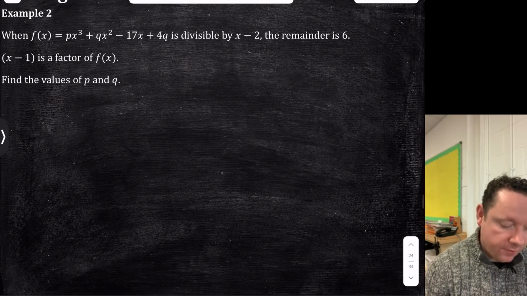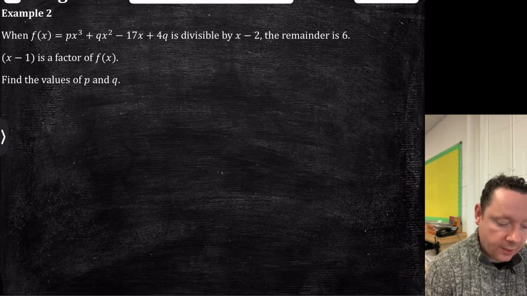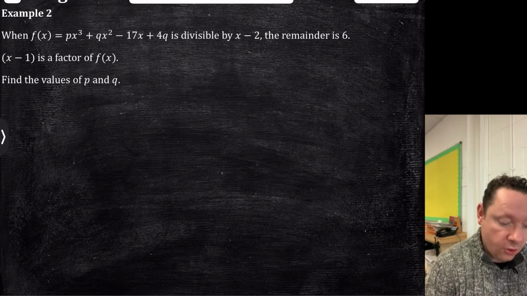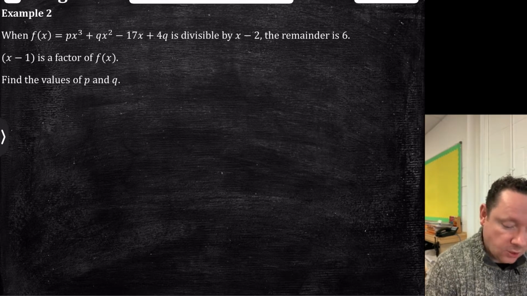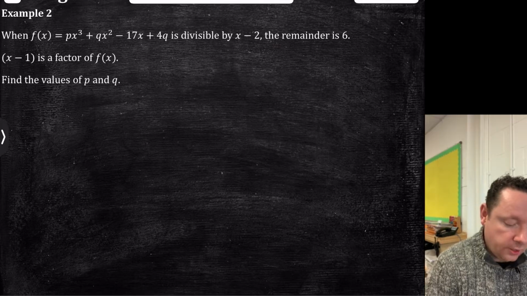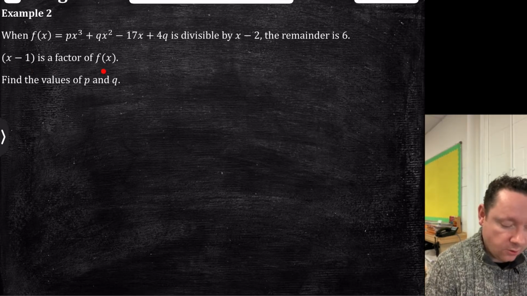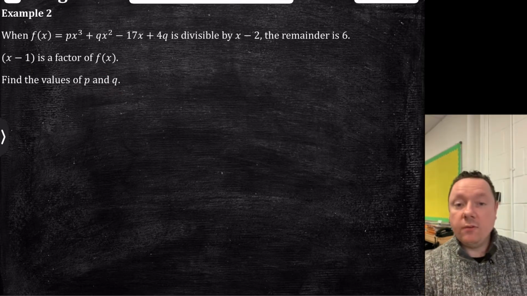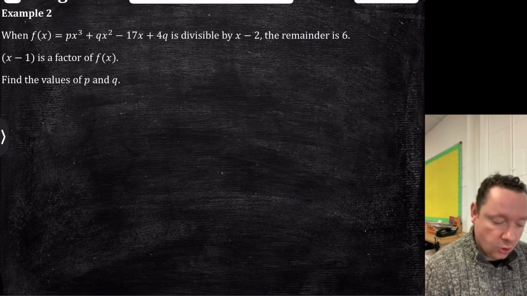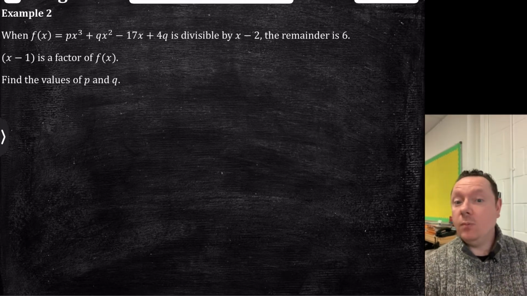Second example on finding unknown coefficients. Example 2 says f of x is px cubed plus qx squared minus 17x plus 4q. It says it's divisible by x minus 2 and the remainder is 6. And it also tells us another option, x minus 1 is a factor of f of x. Find p and q. So it's given us two options because there's two unknowns, p and q. So we'll just use both, and then we're going to set up simultaneous equations.